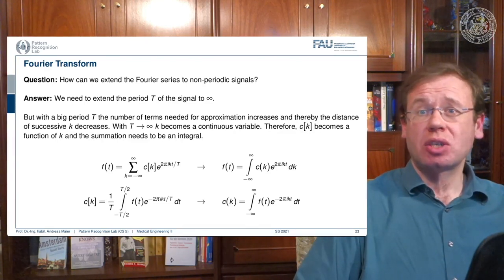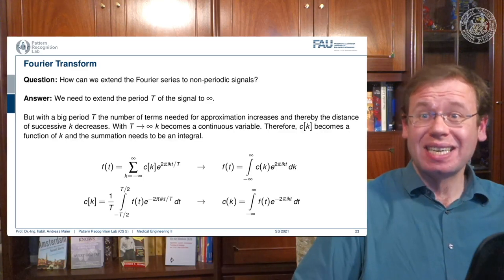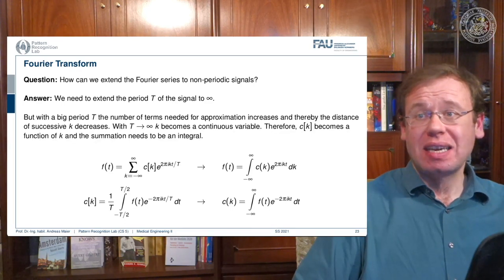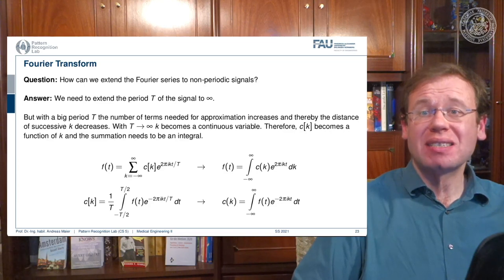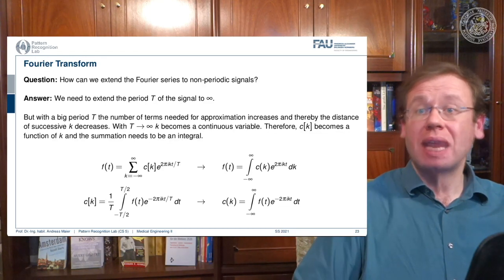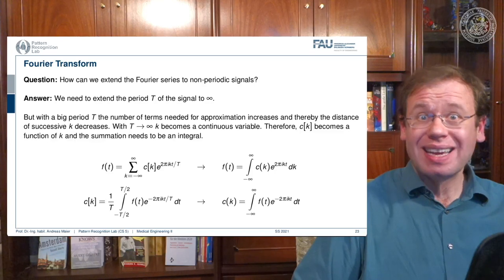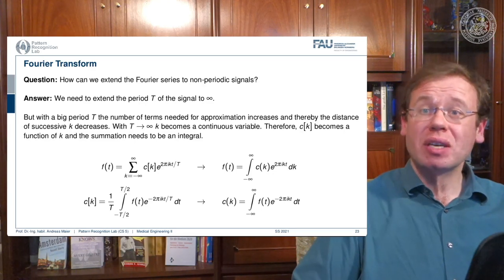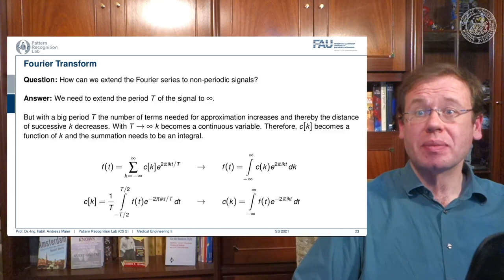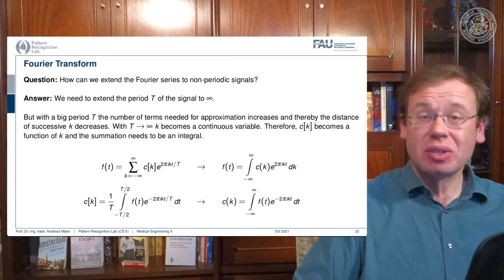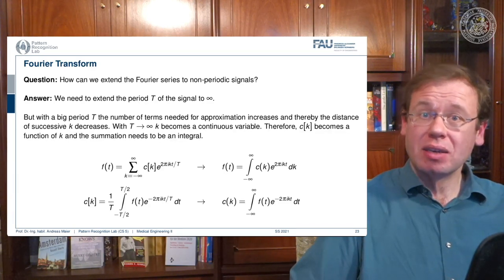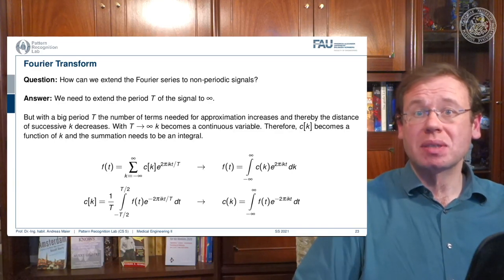Well, one thing that is associated with a big period T is that the number of terms needed for the approximation increases. And this means that the distance of successive k decreases. So you have now really a long period length, and the longer I take the period length, the smaller is the distance between the different k's in terms of frequency. Now, if I go with the period length to infinity, then k becomes a continuous variable, because the distance between the individual steps of k goes towards zero, and then k becomes continuous.